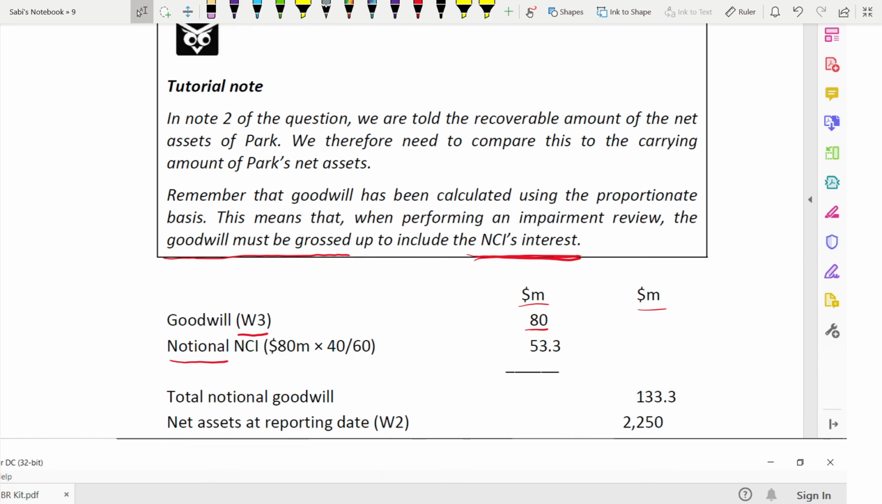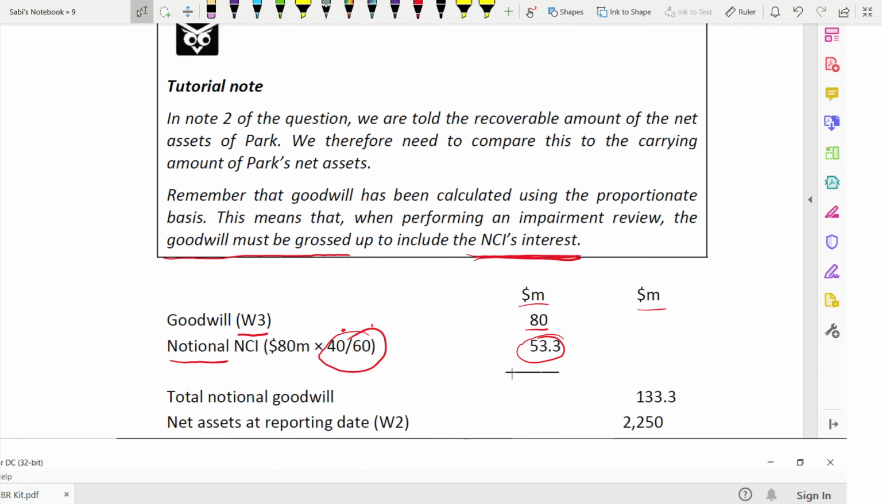Okay. How much it will be for NCI? 40 divided by 60. This is the ratio you have to use. Not 40% of 80. No. 40 over 60. When you're grossing up, it's like this. Why 40 over 60? Because NCI is 40, parent is 60. So NCI percentage comes up, balance goes down. 40 over 60, not 40 over 100. Okay. 80. So this 53.3.